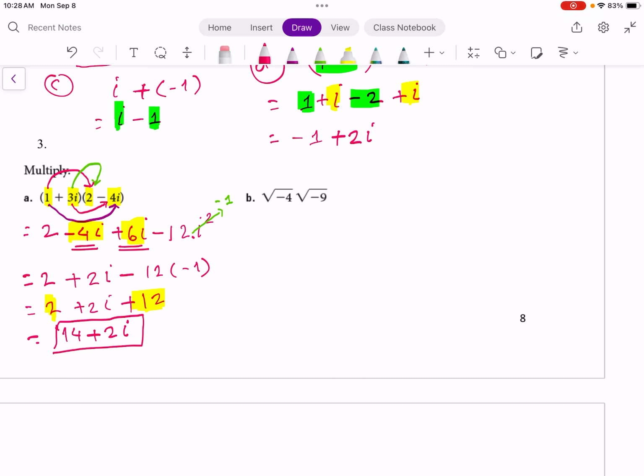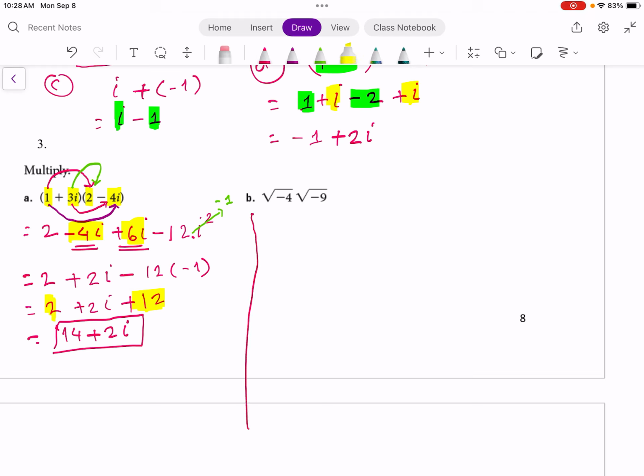The only additional thing you have to do here is that every time you see i squared, you have to always replace that i squared by negative 1. If you have i, you can just keep i as it is. Do not replace i by the square root of negative 1. But if you have i squared, you always have to replace it by negative 1. Any question? All right, now let's go to number B.